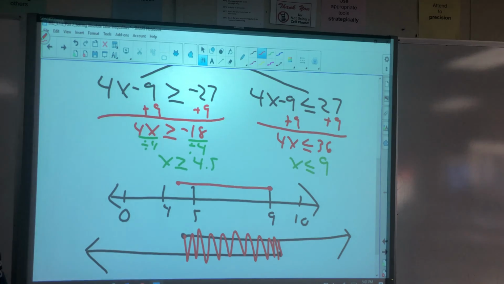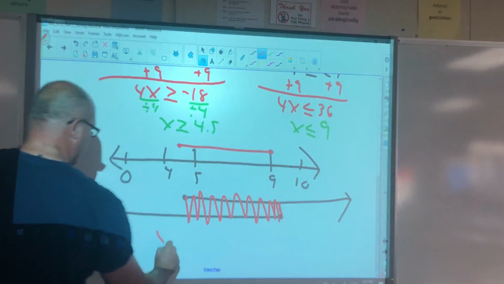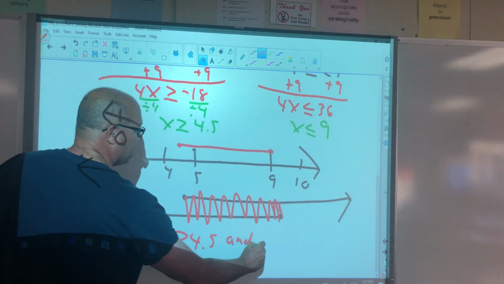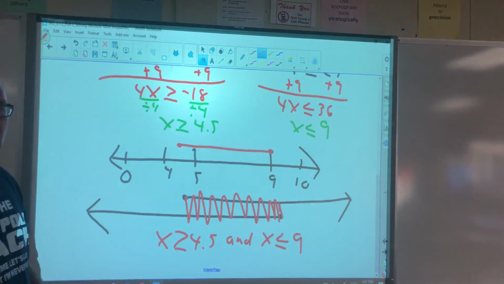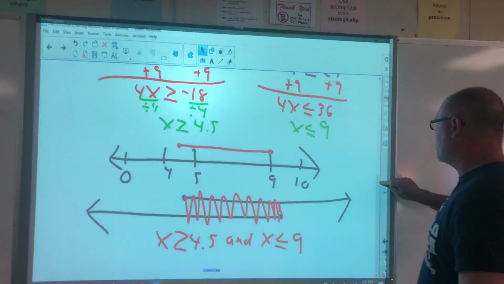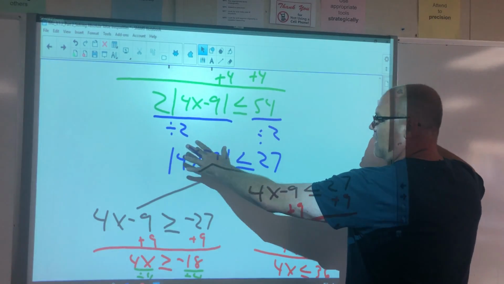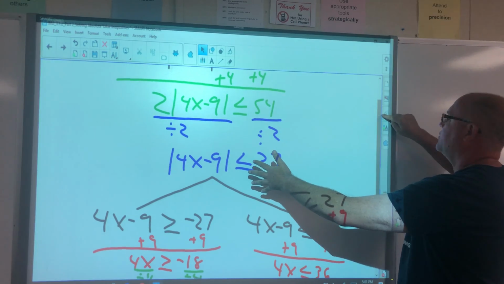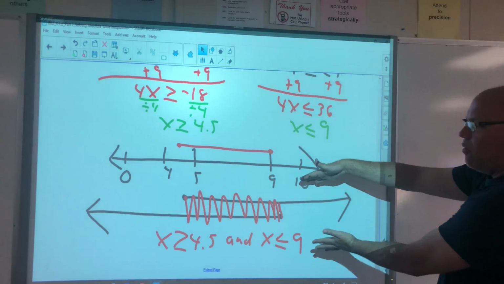So how you write it algebraically, it's going to be x is greater than or equal to 4.5 and x is less than or equal to 9. And of course you can do the compact style as well. Again, the little trick or the cheat is absolute value bars are isolated on the left hand side. If it's a less than or equal to less than, you know it's going to be an and situation. If it was a greater than or equal to, it would be an or. But again, this is the why.